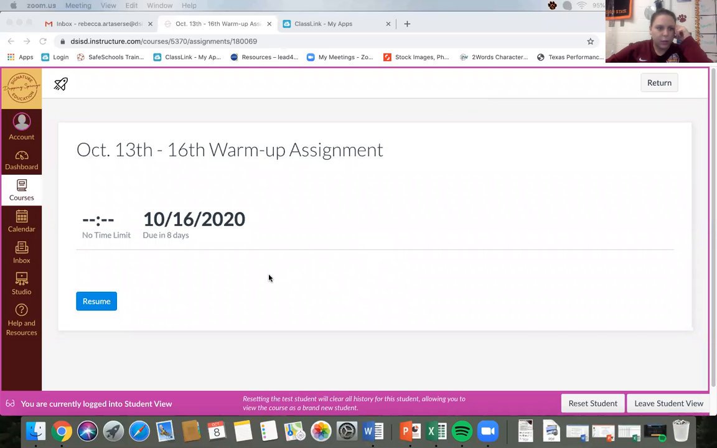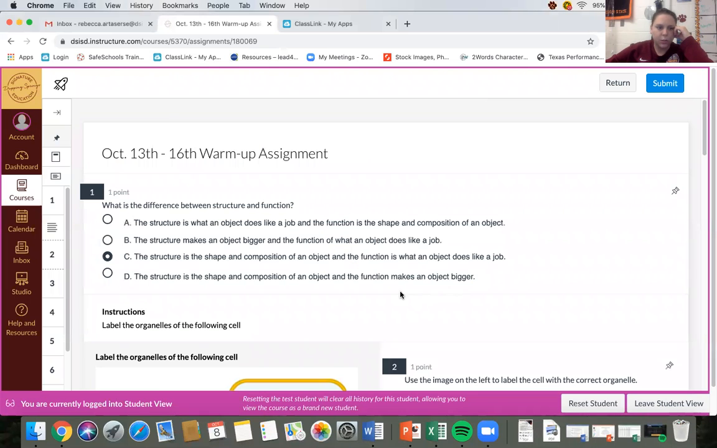All right, so we're going to go over the warm ups for October 13th through October 16th. So let's begin. Question one. What is the difference between structure and function? So I know that structure is how an object is composed or how it's made, and the function is what it does. So let's go through the answers.